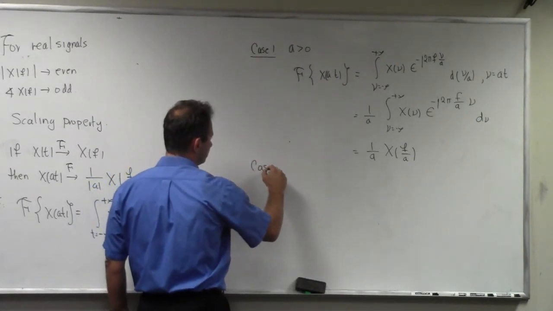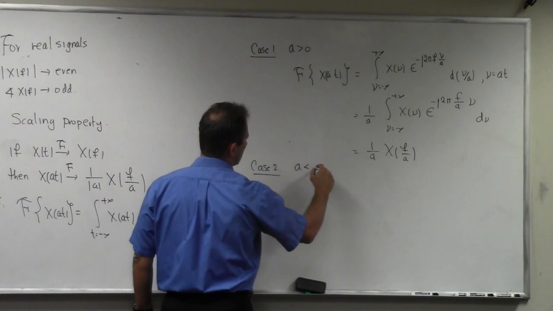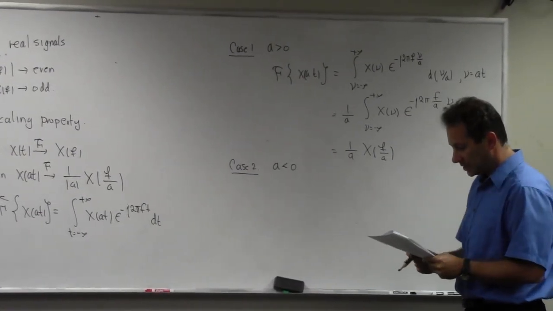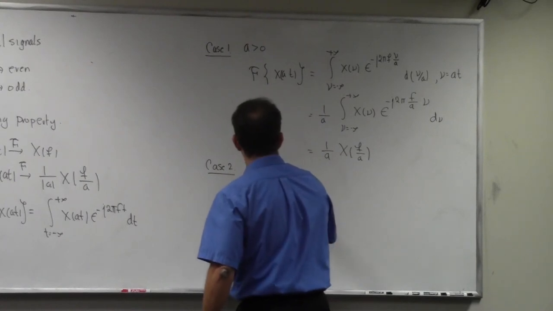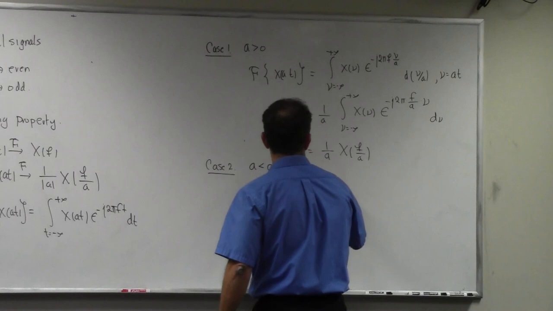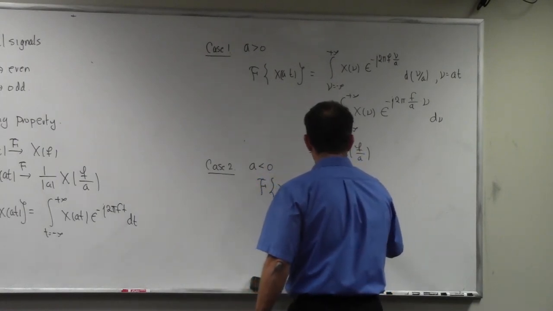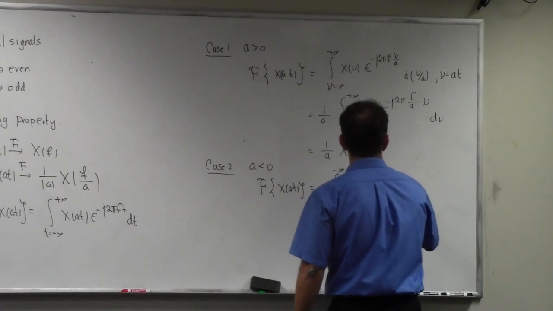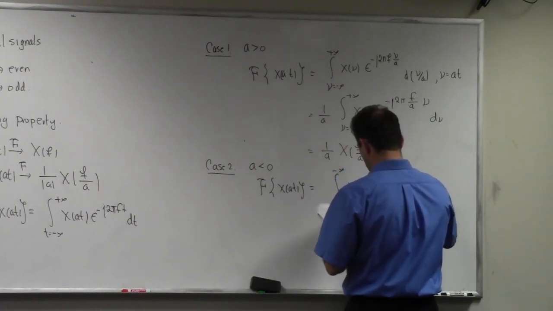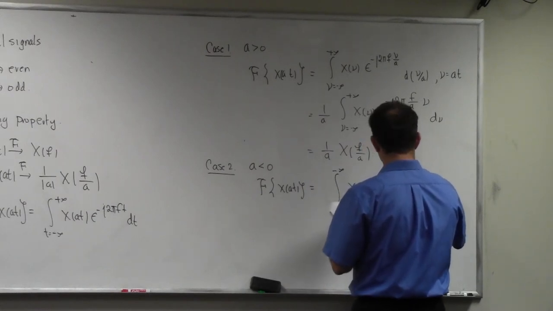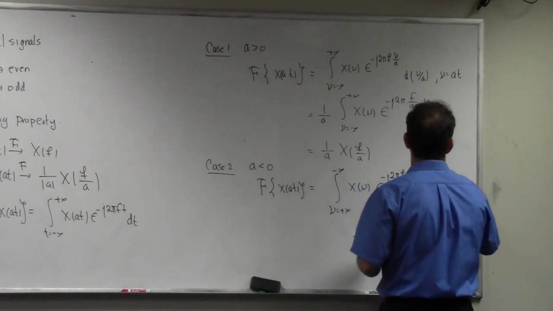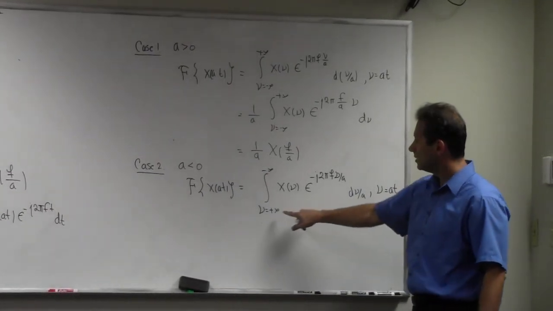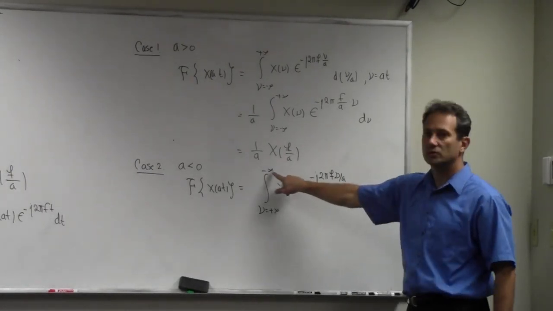Now I'm going to look at case 2. In this case, a is smaller than 0. If a is smaller than 0, then the Fourier transform of x of at is going to be equal to the integral where nu goes from plus infinity to minus infinity, x of nu e to the minus j 2 pi f nu over a, d nu over a. Obviously here nu is equal to a t as well. So because a is negative, when t is minus infinity, nu is plus infinity. When t is plus infinity, nu goes to minus infinity.